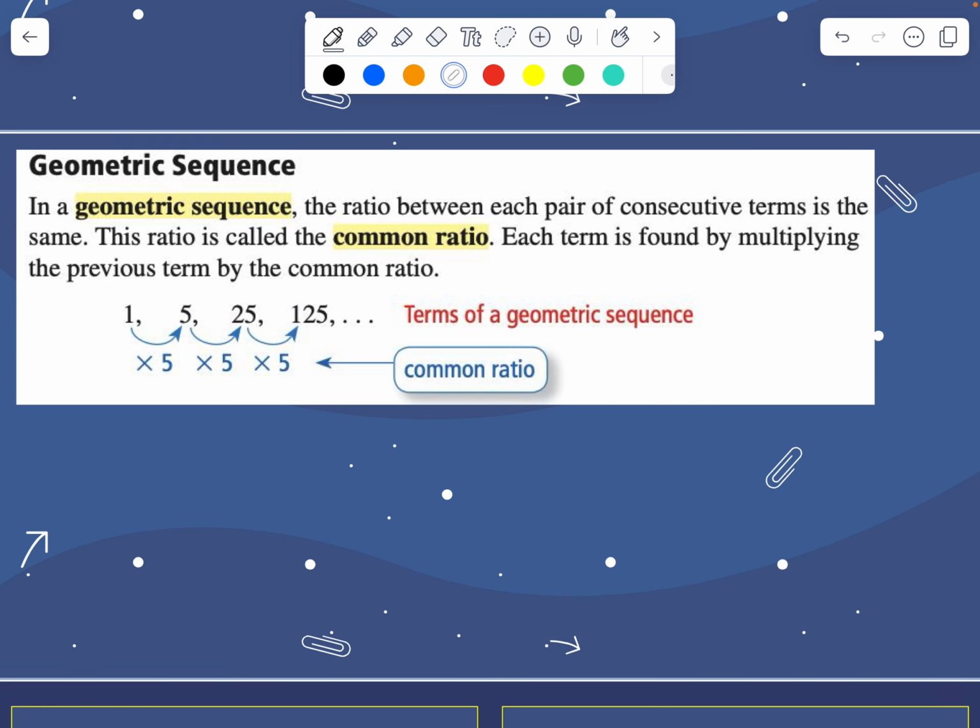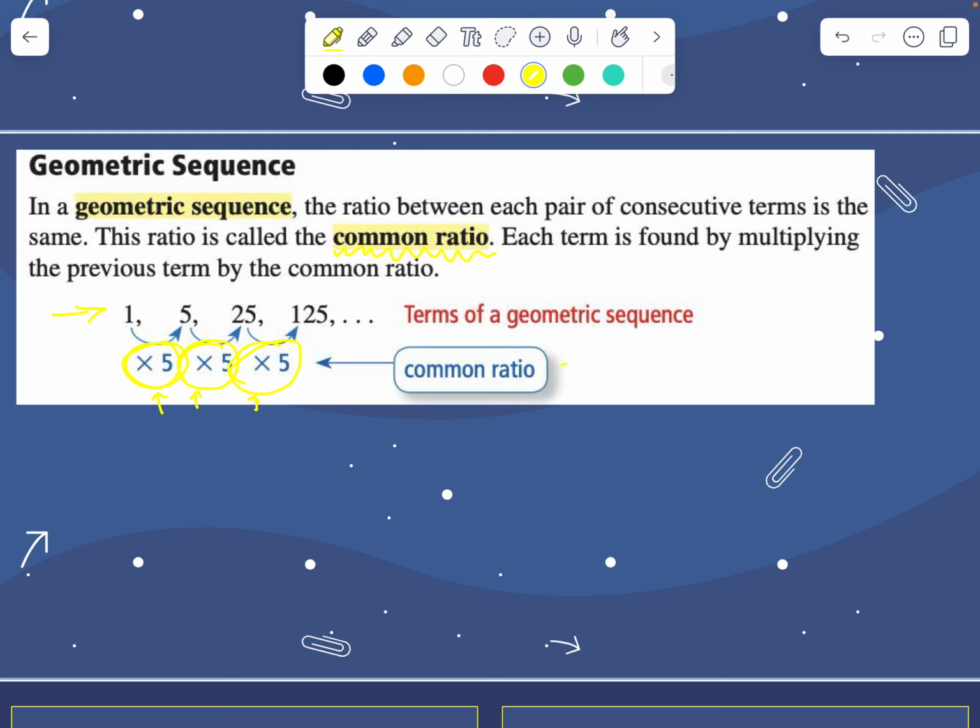Whatever number we are multiplying by, instead of it being called a common difference like it was with arithmetic, it's now called a common ratio. We still have things that are called terms. That doesn't change. But when we're dealing with a geometric sequence, we now have what's called a common ratio, which is the number that we're multiplying between them.